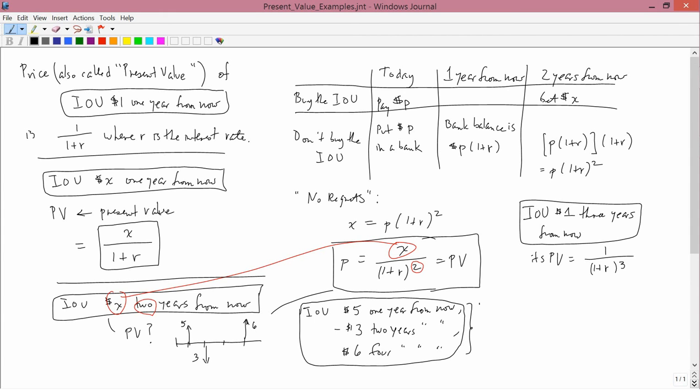Now the present value is going to be the sum of the present values of these individually. So it's going to be 5 divided by 1 plus r for the $5 1 year from now, minus 3 divided by (1 plus r) squared for the negative $3 2 years from now, plus 6 divided by (1 plus r) to the fourth for the $6 4 years from now. So in this way, you can calculate the present value of an arbitrarily complicated flow of money.